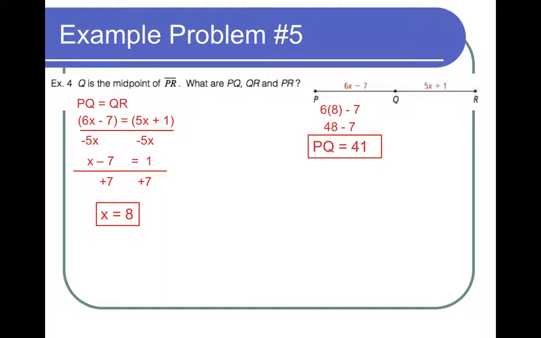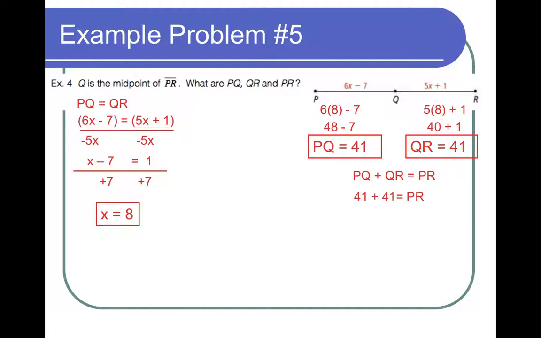Now if that's the midpoint, then QR better also be 41 if I got it right, so let's see if that's true. 5 times 8 plus 1 is 40 plus 1. Yup, that's also 41. So I know I must have done the math right because I got two equal segments. And then finally I have to find out, well, what's PR? PR is just from the segment addition postulate. It tells me that PQ plus QR equals PR. So that's 41 plus 41 equals PR. PR must be 82.